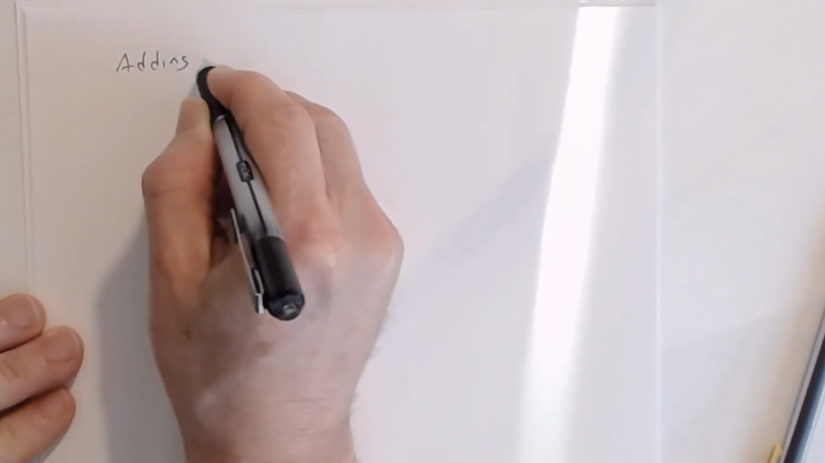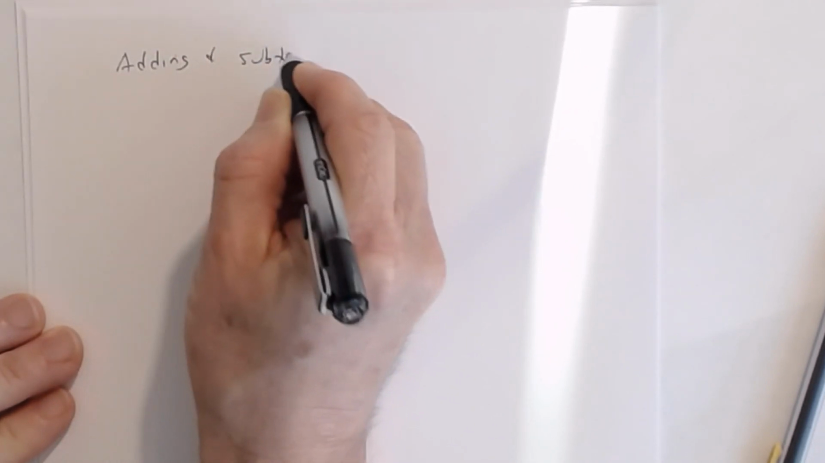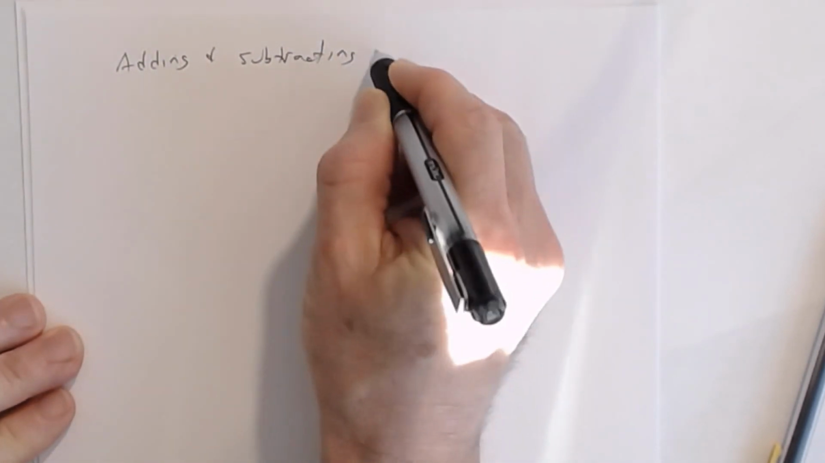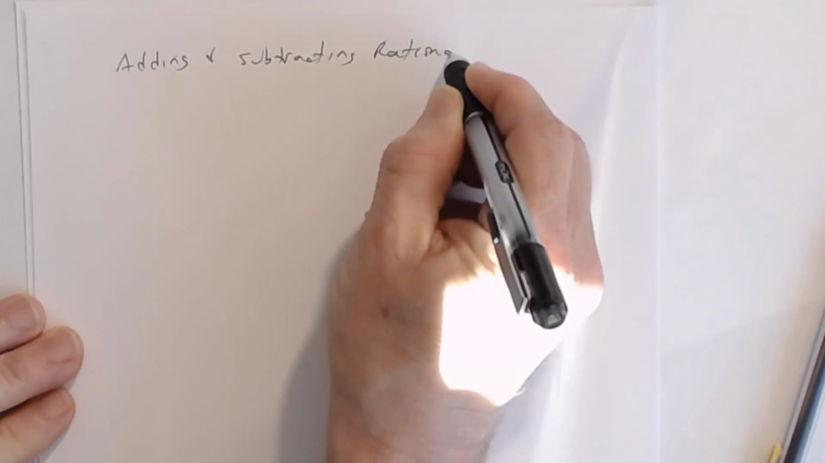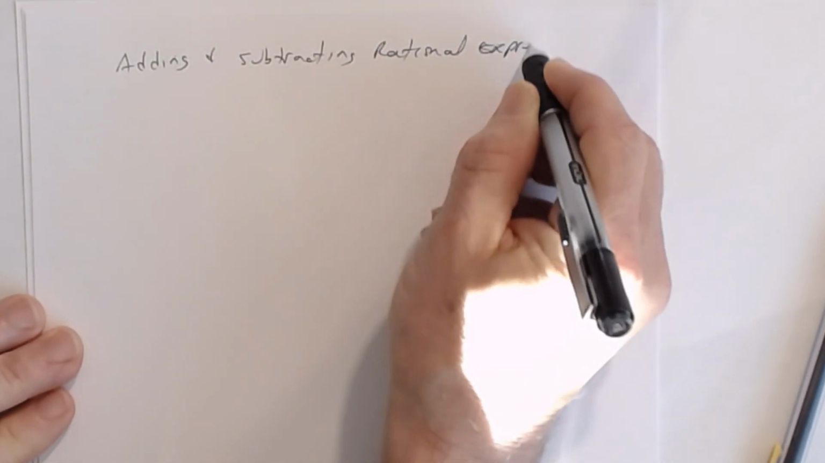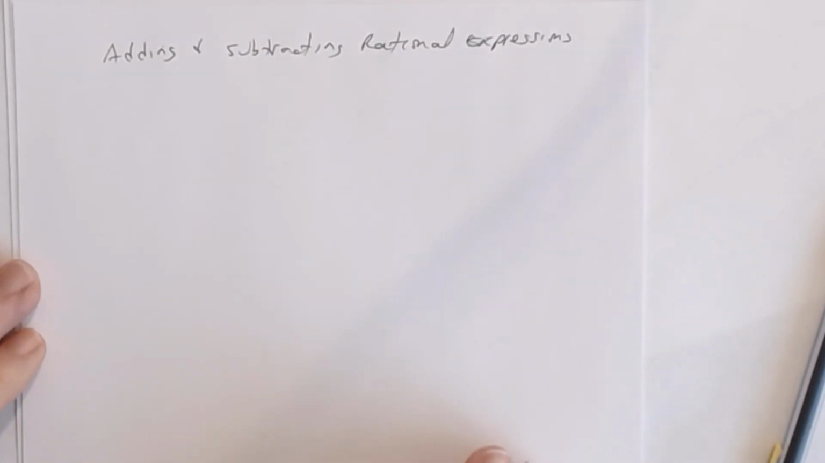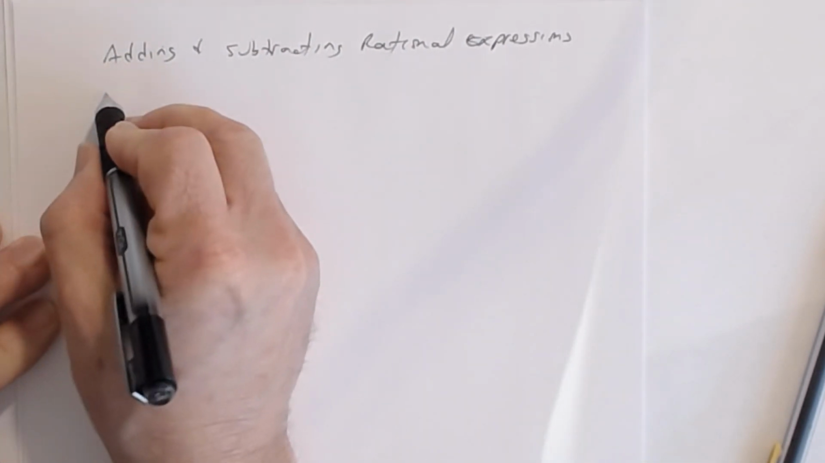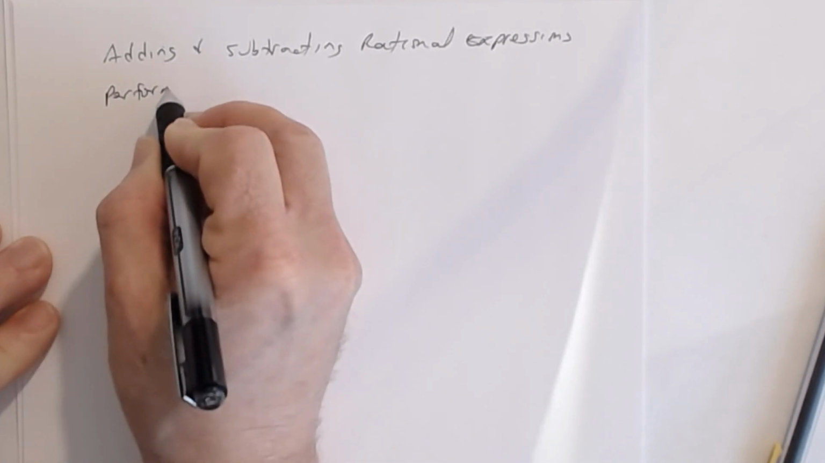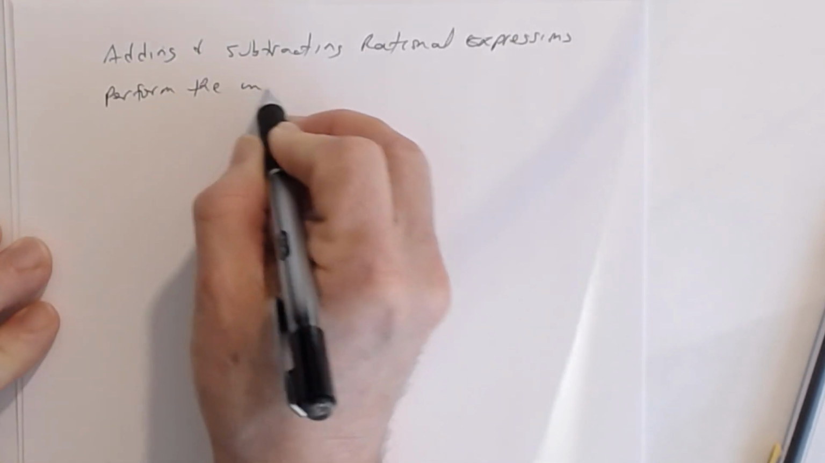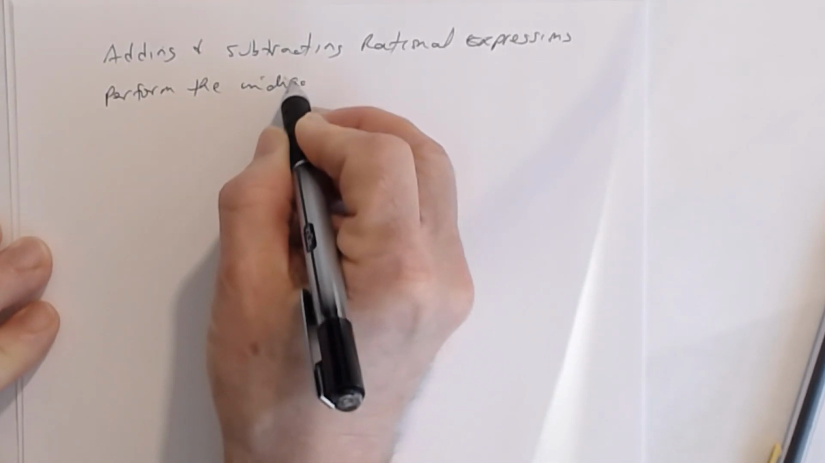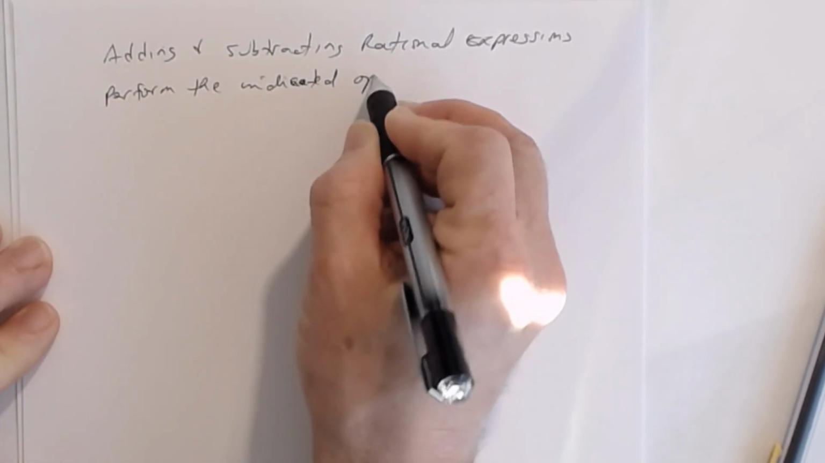All right. So again, we're adding. So remember the directions are going to say added. We're adding and subtracting rational expressions. All right. And so the directions will say perform. It will probably say perform the indicated operations.